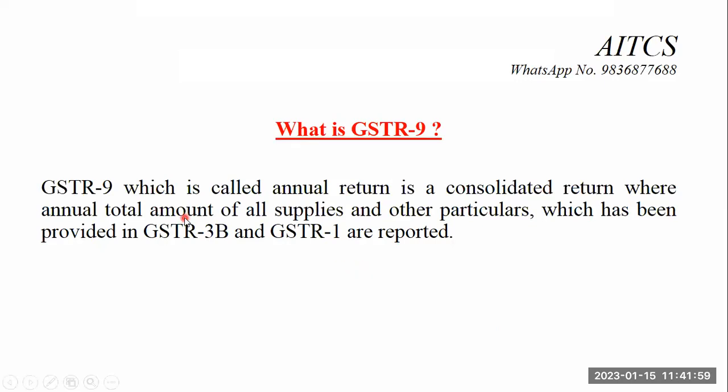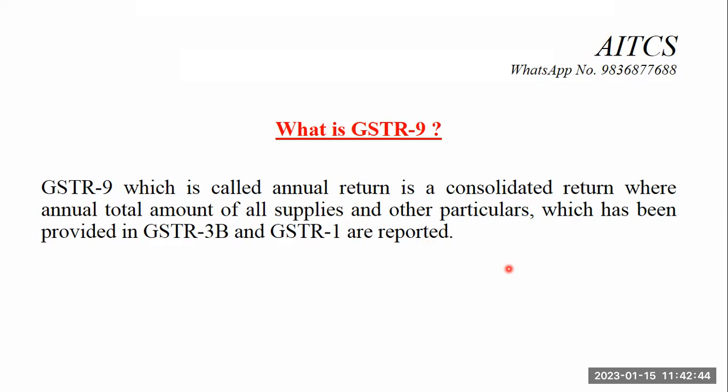Now coming to the first, what is GSTR 9? GSTR 9, which is also called annual return, is a consolidated return where the annual total amount of all supplies and other particulars which have been provided in GSTR 3B and GSTR 1 are reported. So students, we all know that the filing of GSTR 1 and GSTR 3B is different for different types of taxpayers.